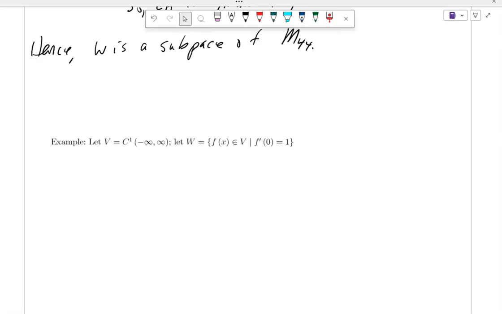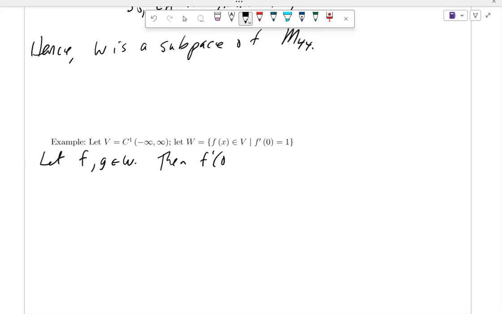I know that f prime of 0 is 1 and g prime of 0 is 1. What's the derivative of the sum going to be at 0? 2. Is it back in there again? No. So is it closed under addition? No. So is it a subspace? No. Okay. So to write that down, let's let f and g be in W.